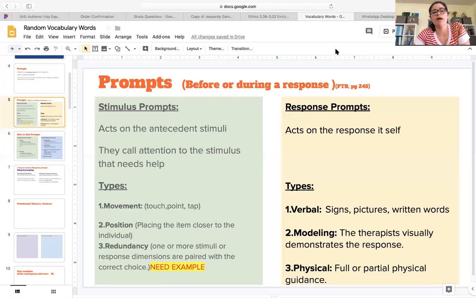Okay, let's continue. Now let's do response prompt. Again, the definition for response prompt is to act on the response itself. So I'm gonna do the same thing. I want to do the same order that I had it. It's very fancy equipment that I have. Very, very fancy.